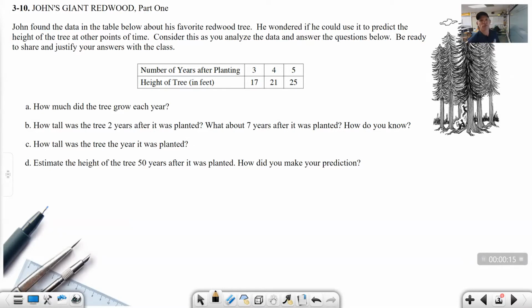Oh, how I wish I had John's Giant Redwood when I was a kid, because this is just a better way to learn about tables, graphs, rules. Such a good lesson. So here we go.